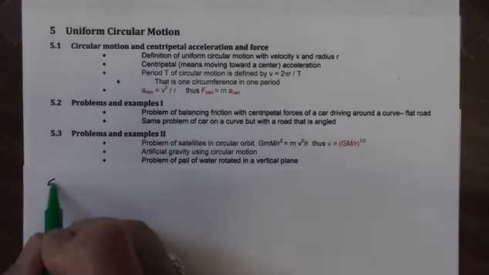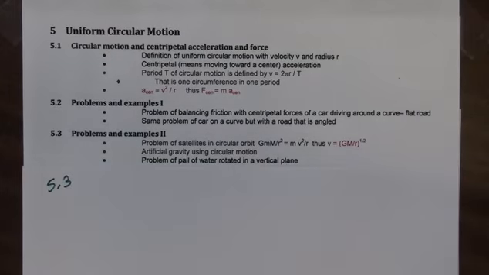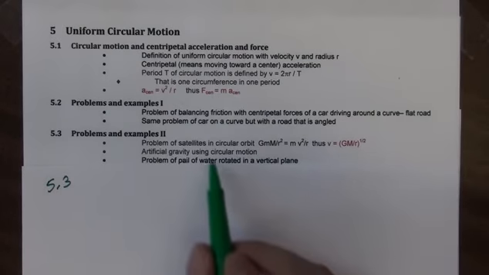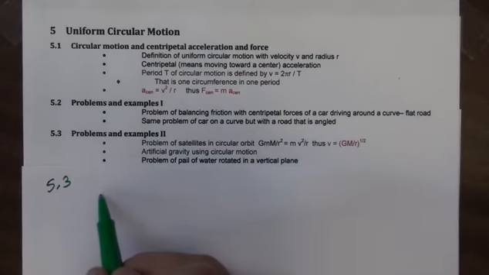In this section, 5.3, we're going to look at some other problems related to uniform circular motion, in particular, how the centripetal force is balanced by other forces. The first of these problems has to do with satellites that are in circular orbit. So let's imagine that we have the Earth here.